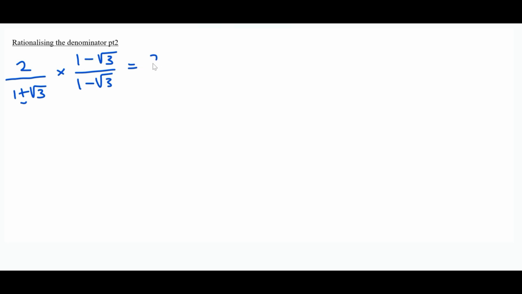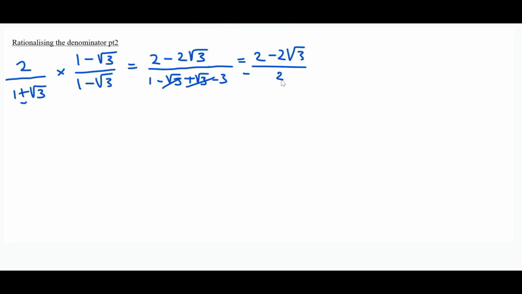So this will give us 2 minus 2 root 3 over 1 minus root 3 plus root 3 minus 3. And the reason why this works is because once we flip the sign, we now get a minus surd and a plus surd, which cancel each other out. So we're left with an integer at the bottom. 1 minus 3 is minus 2.